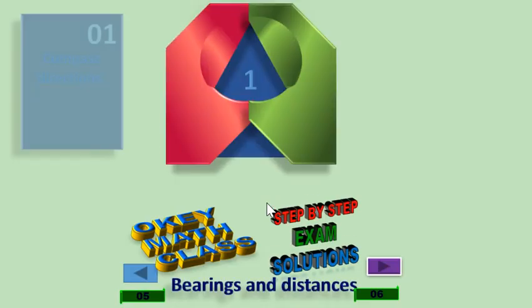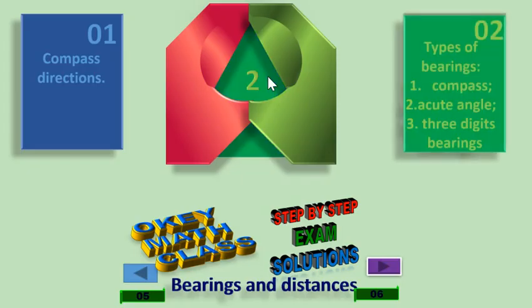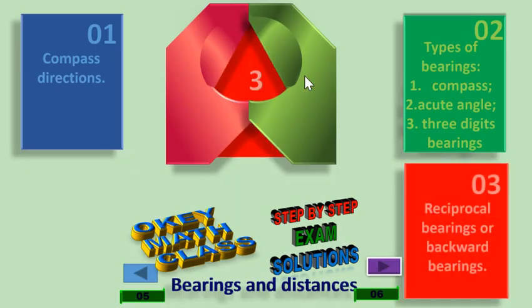OK Math class, step-by-step exam solution to bearings and distances. In this series of videos, we'll be dealing with bearings and distances. In video 1, we are looking at introduction to bearings, foundation to bearing. Number 1, we'll be looking at compass direction. Number 2, we'll be looking at types of bearings. You have compass, acute angle, 3 digits. Then number 3, we'll be looking at reciprocal bearings or backward bearings.